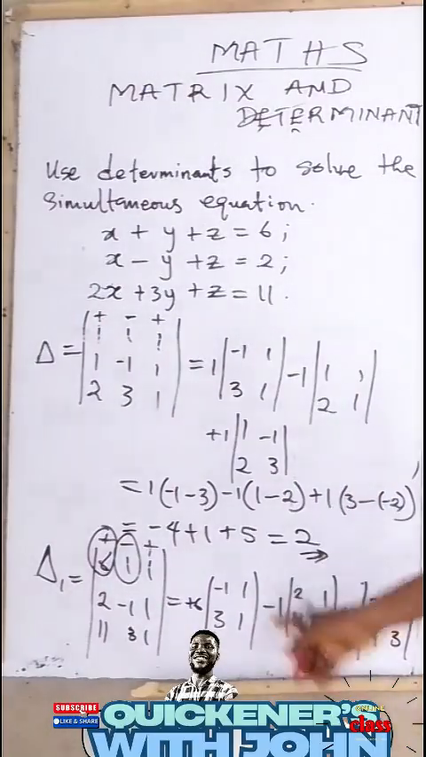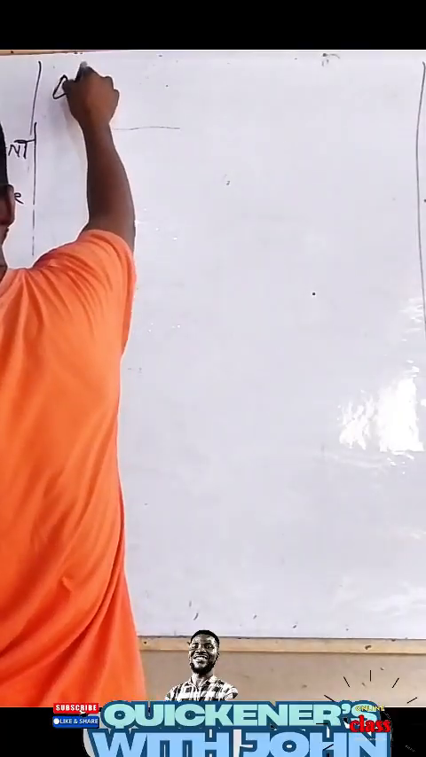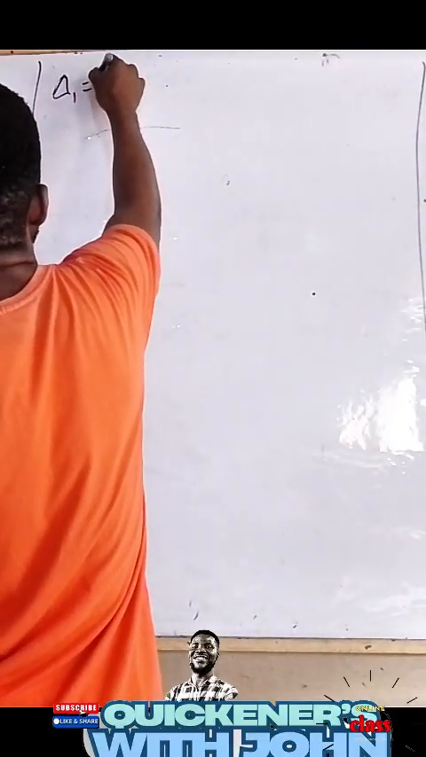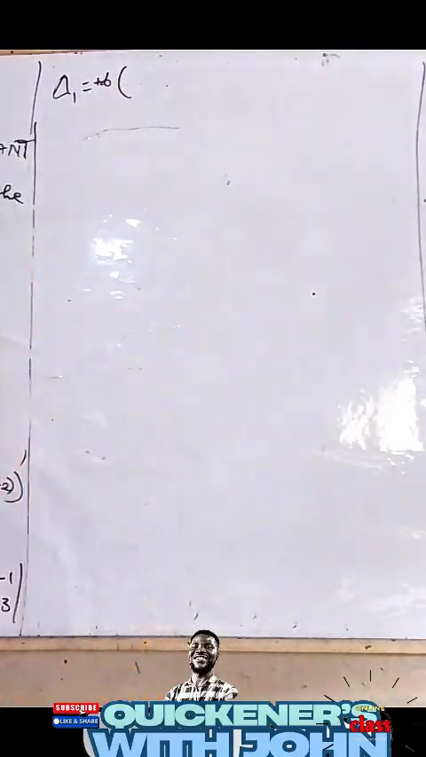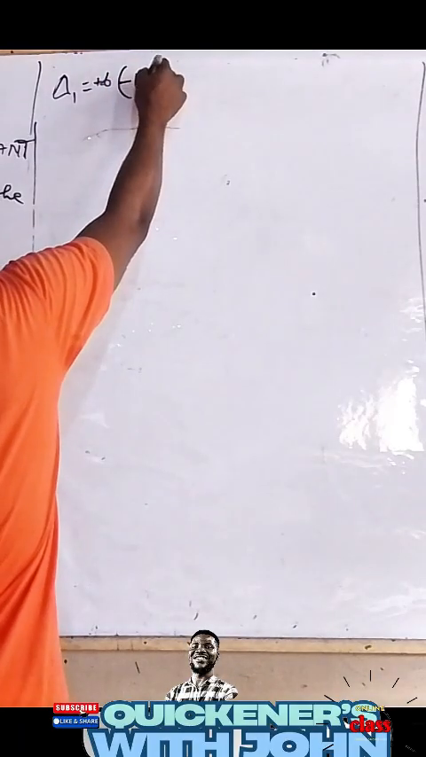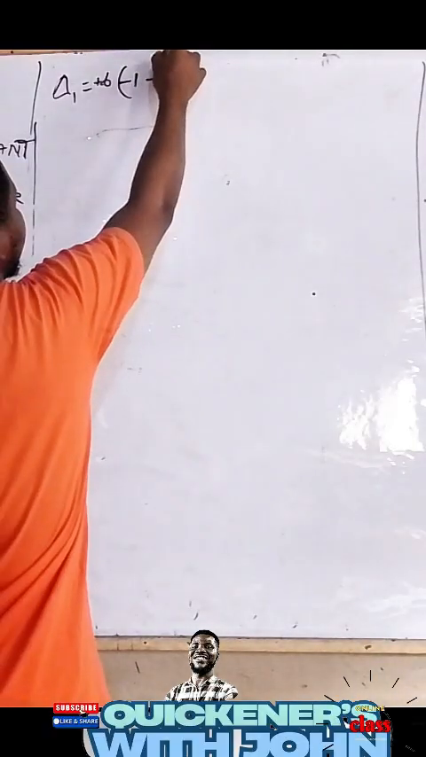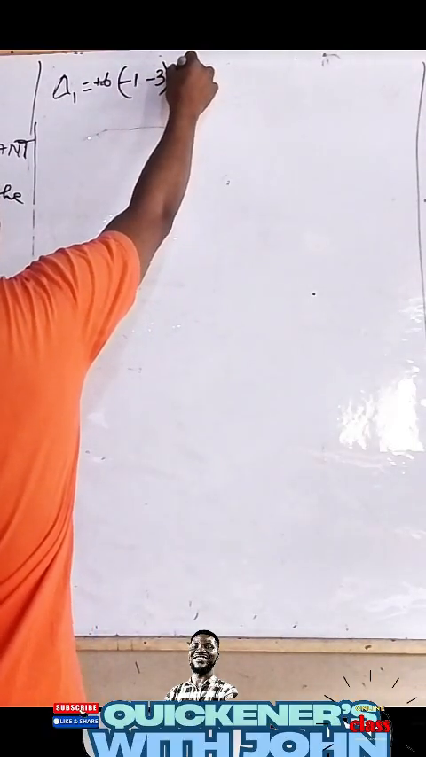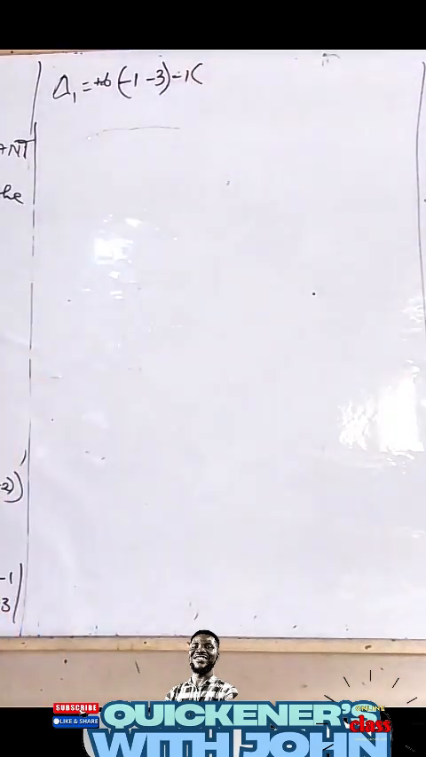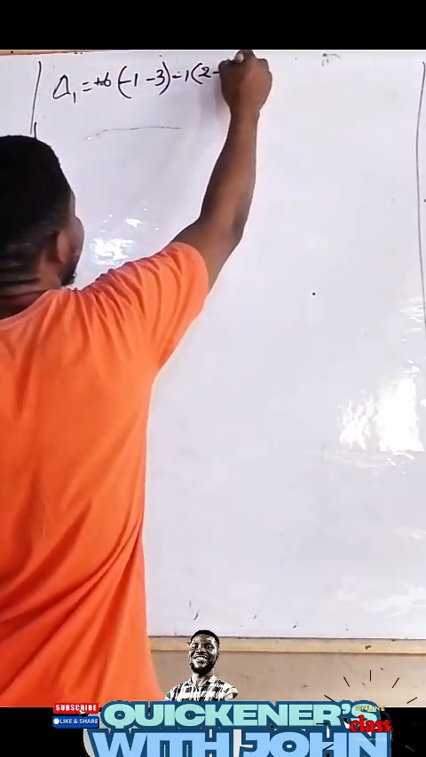Now, so let's go. Delta 1 is now 6 plus 6, open bracket, minus 1 times 1, that's minus 1. Minus 3 times 1, that's 3. Okay? Then that minus 1, open bracket, 2 times 1, that's 2. Minus 11 times 1, that's 11.